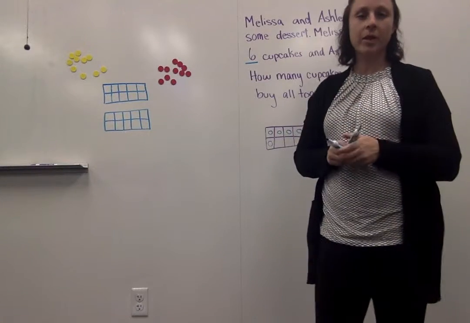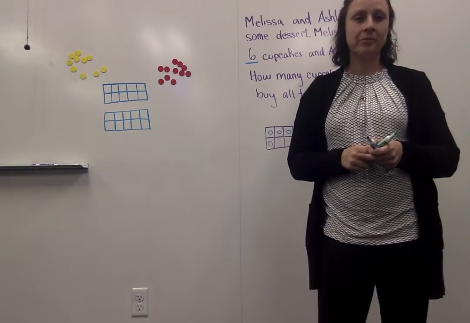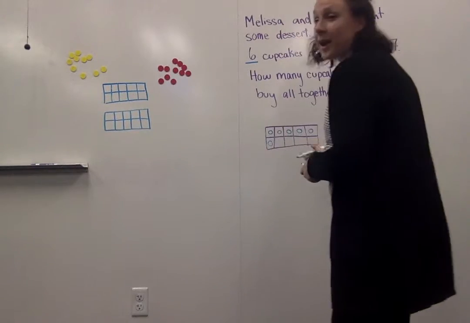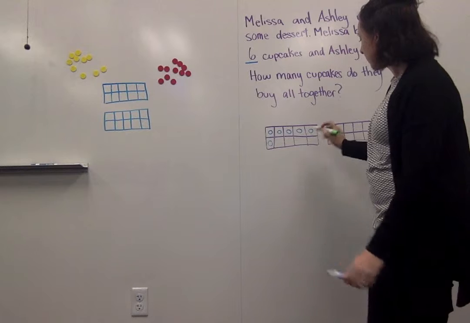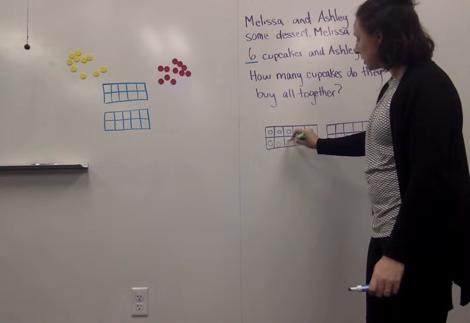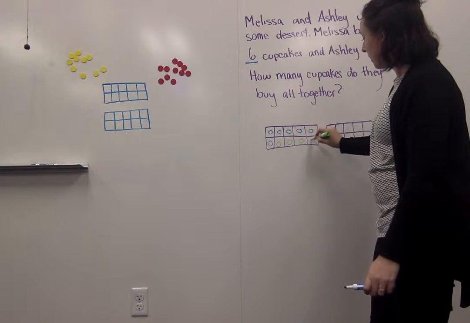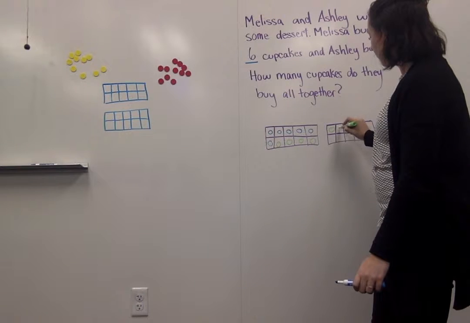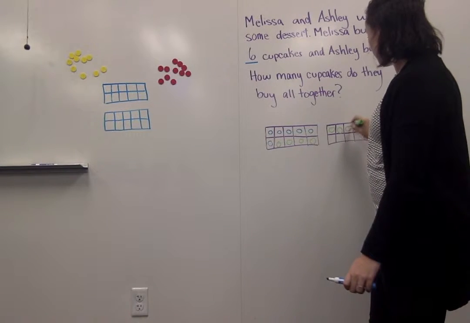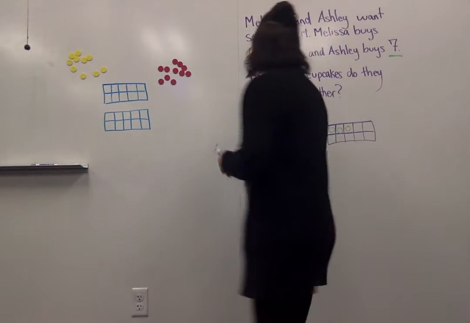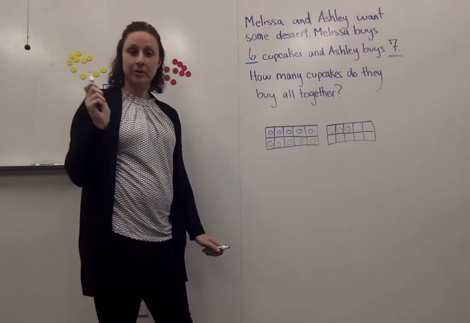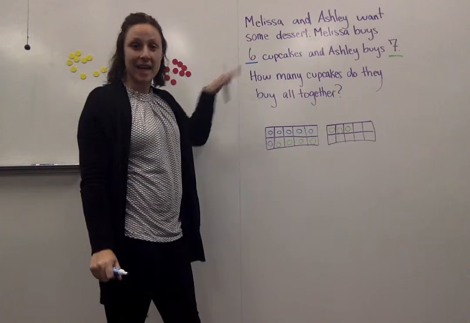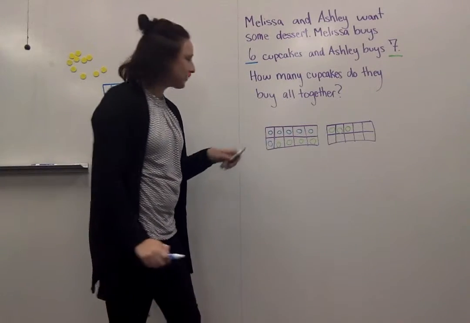Jason, what number did you tell your shoulder partner? You're right, it is 7. So we're going to use green for our next one. We're going to do 1, 2, 3, 4, 5, 6, 7. Right here, we have 6 that we did with our first color. That was what Melissa bought, and Ashley bought 7.